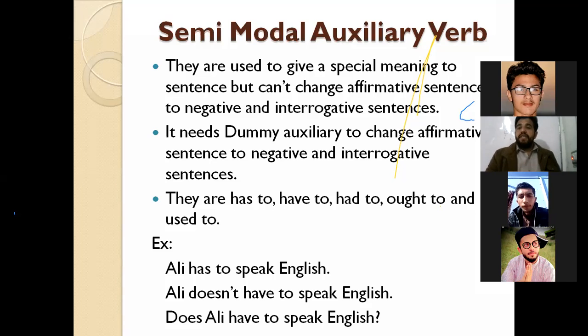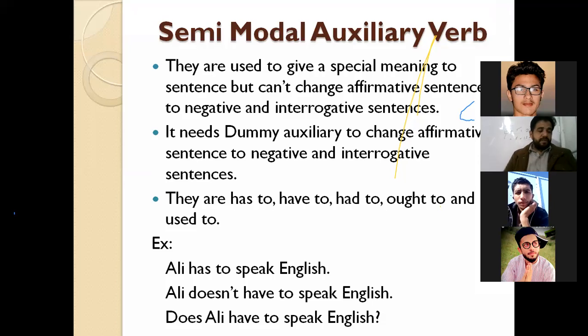So here the model auxiliary performs one function: it creates meaning in a sentence, but it is unable to change affirmative sentence to negative and interrogative. So that's why we call it semi-model auxiliary. Is it clear? Anybody who has a question, you can ask.